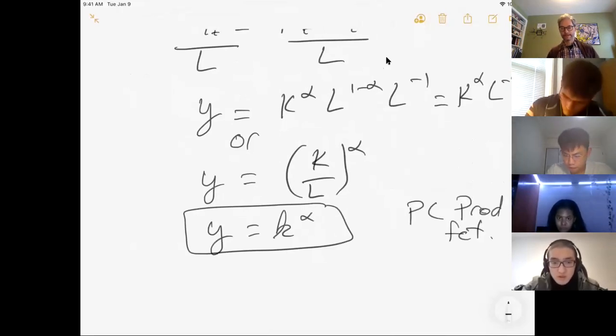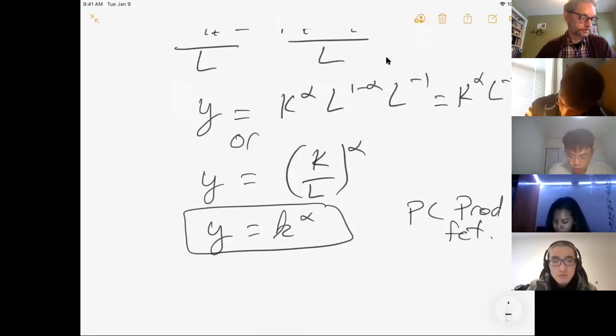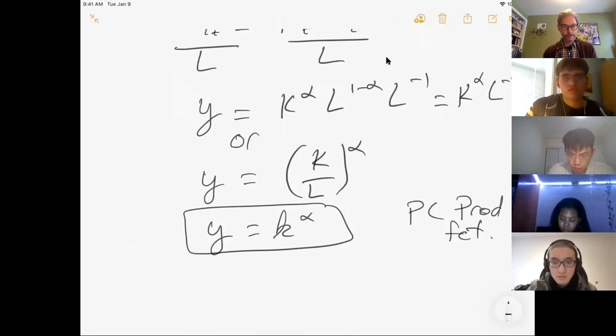Finally, we can write it like this. So this is our production function in per capita terms. Output per worker here. Okay, so what is per capita output? It is per capita capital to the alpha power.